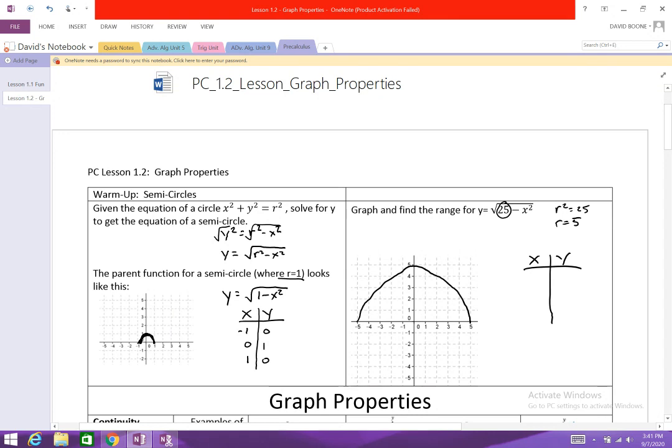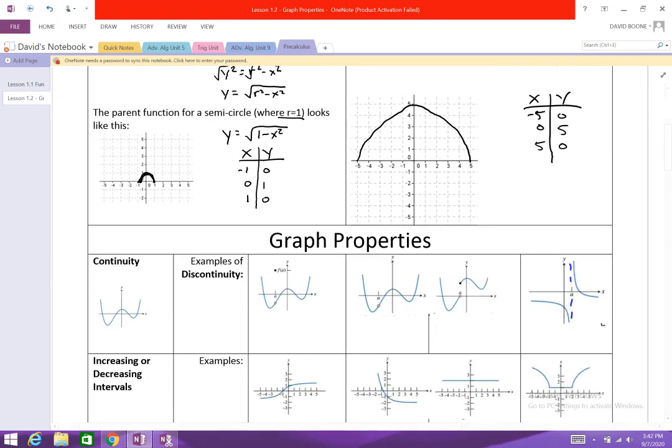And say that if I were to put, say, negative 5 in for that x and get 0 out for y, because negative 5 squared is 25, 25 minus 25 is 0, square root of 0 is 0. I could put 0 in there and I'd get 5 out. I could put 5 in there and I'd get 0 out. So just kind of remind you a little bit about semicircles.